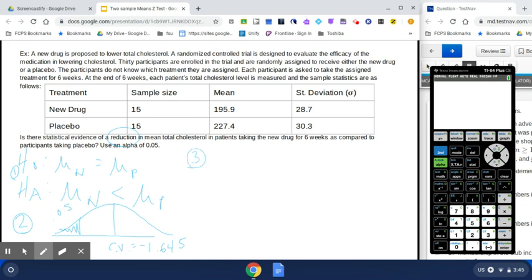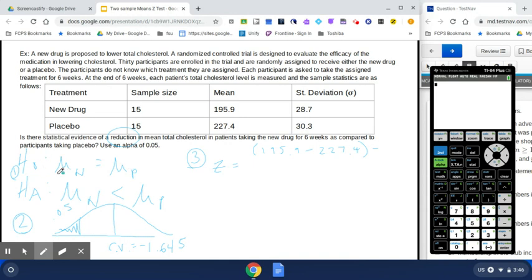Step number 3 is where that formula comes in. Guys, I am going to show the formula for this first one, but we are going to be using calculator functions for this. So Z equals the two sample mean difference. So the first mean is 195.9 minus the second mean, 227.4, minus the difference of the population means, if the null hypothesis is true. So if the null hypothesis is true, that means that the two means are equal.